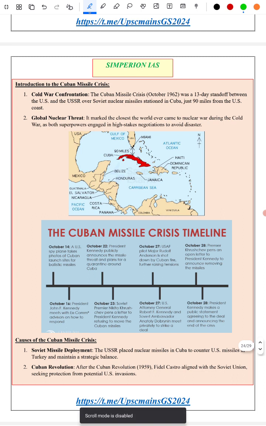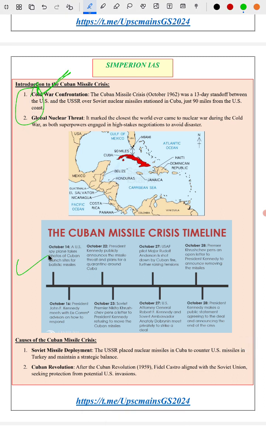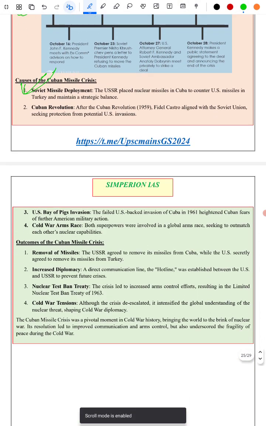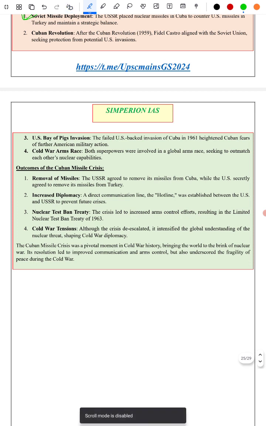Next, we are given an introduction to the Cuban Missile Crisis. What is the Cuban Missile Crisis? What is the timeline of the Cuban Missile Crisis? What are the causes for the Cuban Missile Crisis? And what is the outcome? How did it end?